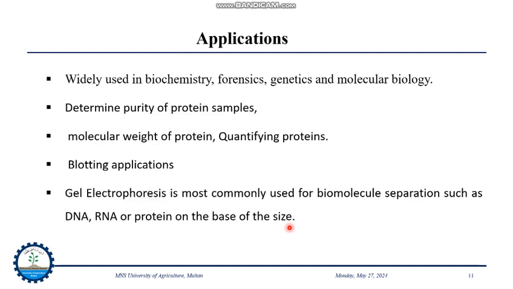These are the applications of gel electrophoresis. Gel electrophoresis is used in many fields of science, widely used in biochemistry, forensics, genetics, and molecular biology to determine the purity of protein samples, molecular weight of proteins, quantifying proteins, and blotting applications. Gel electrophoresis is most commonly used for biomolecule separation such as DNA, RNA, or protein on the basis of their size. So, thank you.